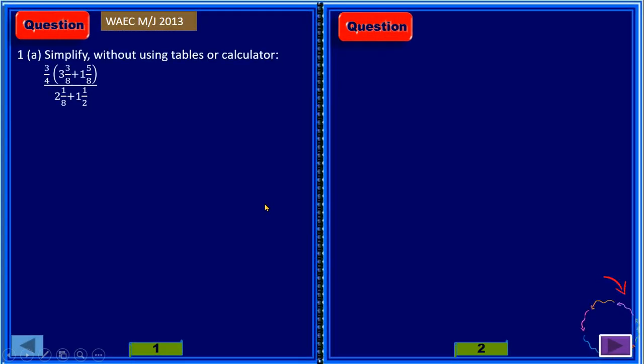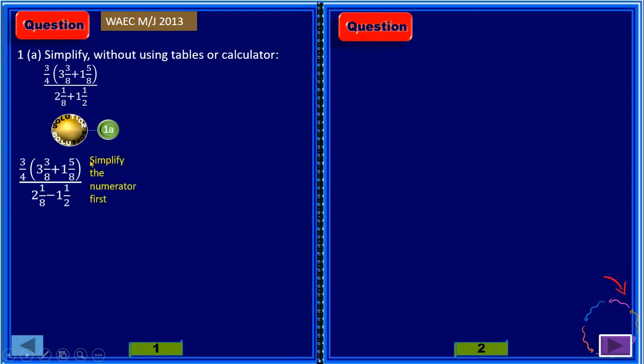Question 1, simplify without using tables or calculator the fraction that is on the screen. Let's see how we can solve this question together. Here we are going to first of all simplify the numerator. To simplify the numerator, we have to first of all remove the brackets by simplifying the fractions inside the brackets.